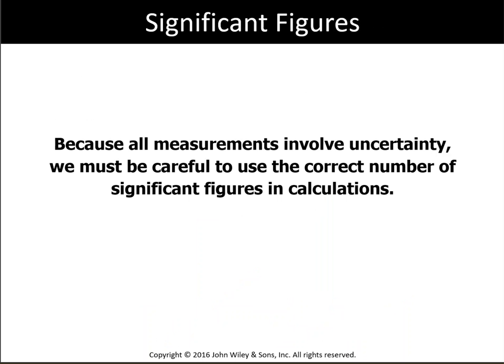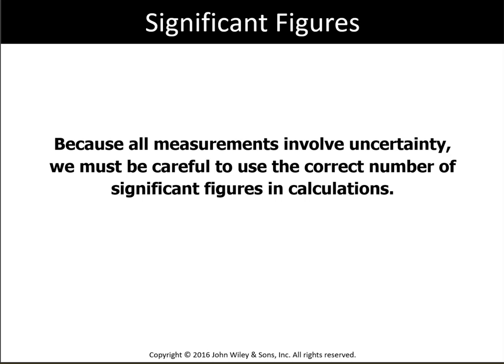Now, because all measurements involve uncertainty, we must be careful to use the correct number of significant figures in calculations. Remember that the precision of a measurement, which depends on the instrument used to make the measurement, must be preserved, not only when recording the measurement, but also when performing calculations that use the measurement. We as scientists can accomplish the preservation of this precision by using significant figures. In any reported measurement, the non-place-holding digits, those that are not simply marking the decimal place, are called significant figures. And keep in mind that the greater the number of significant figures, the greater the certainty of the measurement.